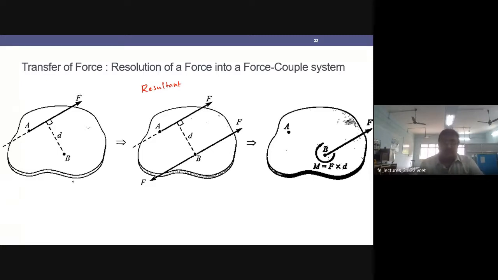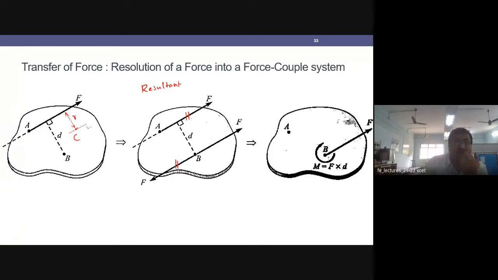I'll have to add an equal and opposite force at the new point of action. These two forces, equal and opposite and acting along a distance, will become a new moment. Now if I want to add here, then what to do? This point C is at another distance here, say this distance is R.